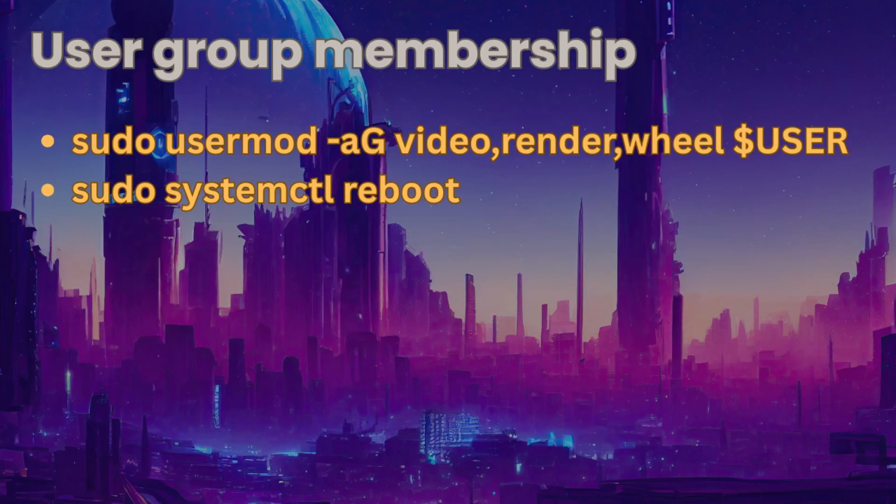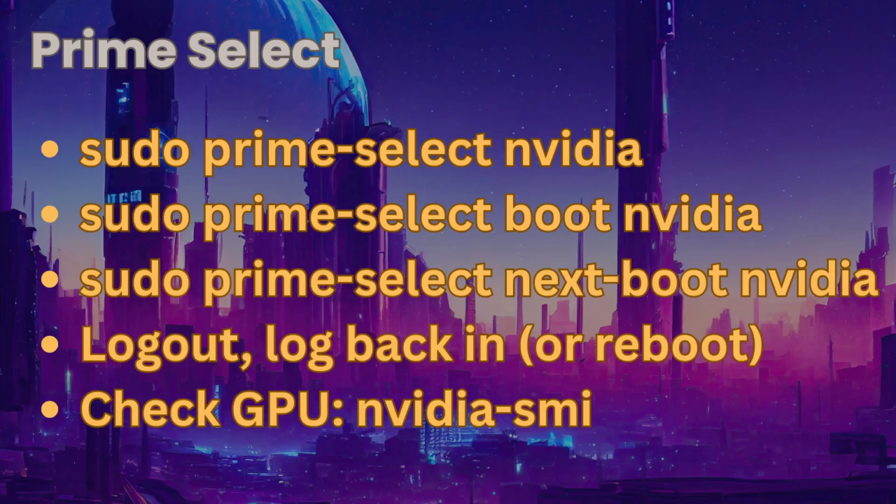We add our user to the video, render, and wheel groups to give permission to access the GPU and manage system settings. Finally, we run prime-select to force NVIDIA mode and check with the nvidia-smi command that the driver is working.